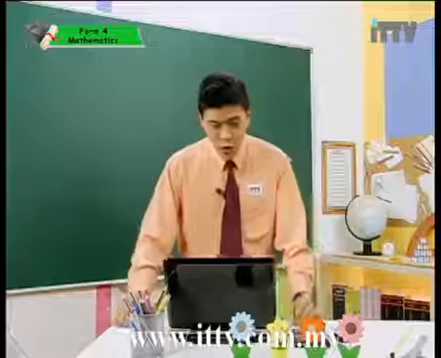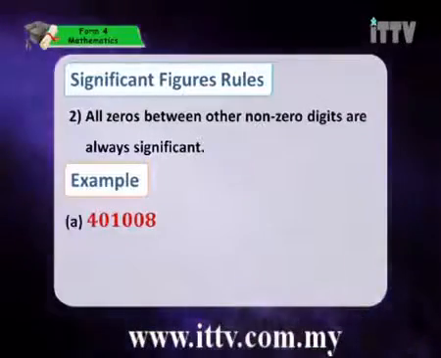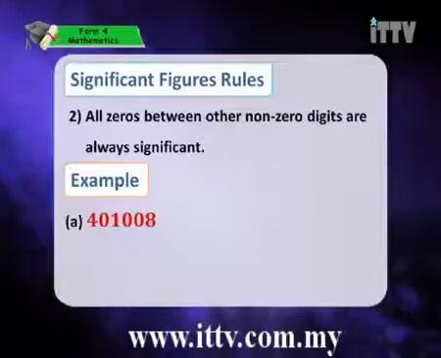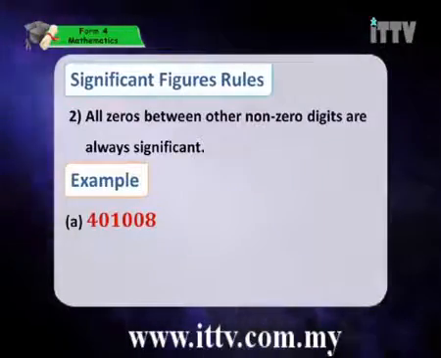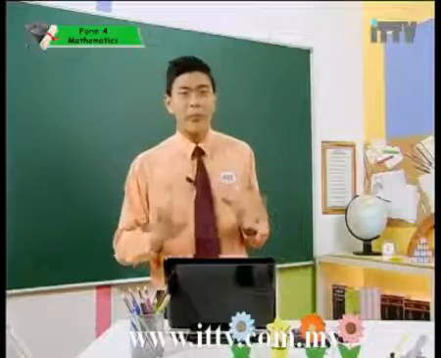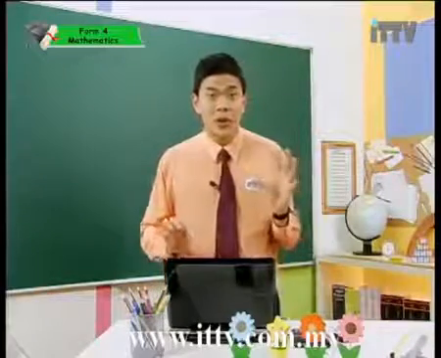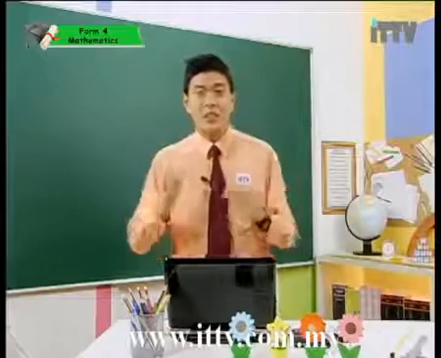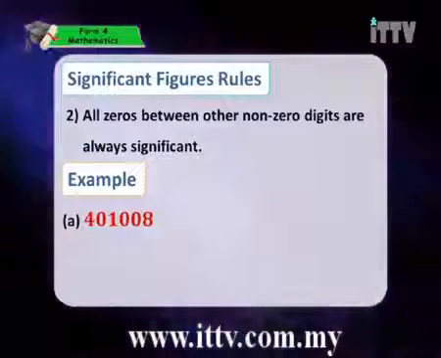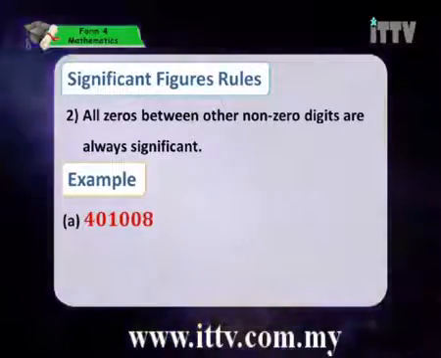Alright, let's move on to rule 2. All zeros between other non-zero digits are always significant. So when we want to determine significant figures, one digit that plays a very important role is actually 0, because it determines the difference between all the rules. So look carefully at rule 2. All zeros between other non-zero digits are always significant.